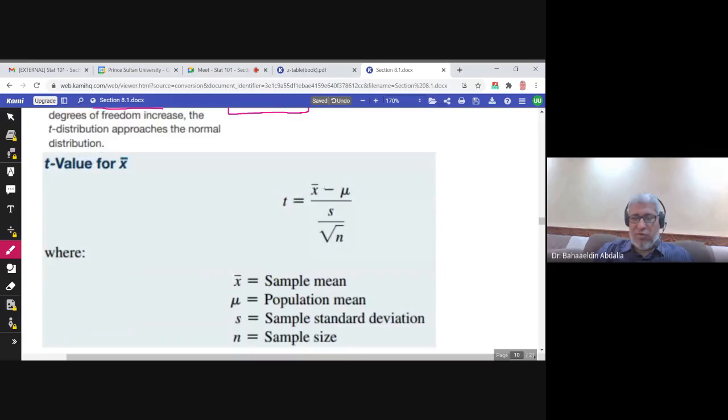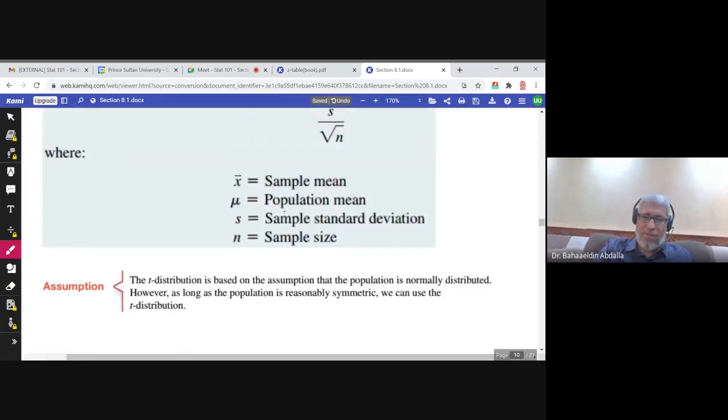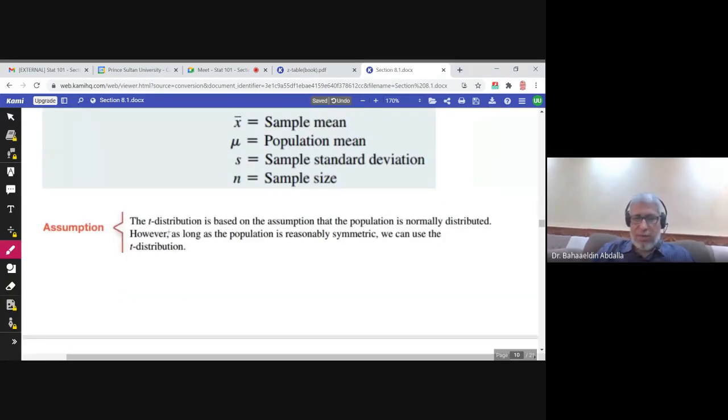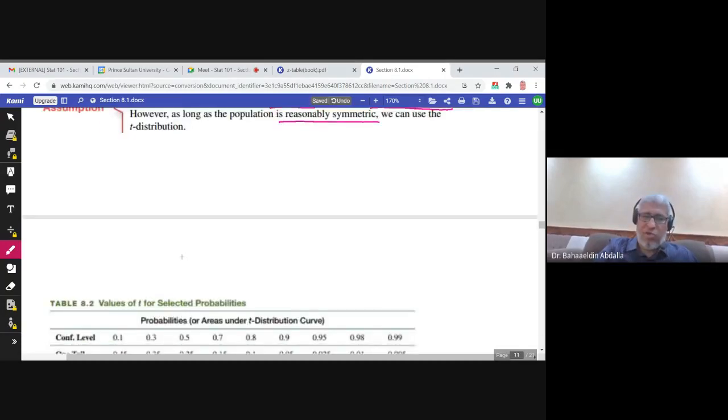If you want to change from x bar to t, you can use this formula now where s is there. So whenever you have s, we use t, which is taken from the t distribution. There is the assumption here to use the t distribution. The population should be normally distributed. So we should have normal populations. If the population is not normal, at least it has to be reasonably symmetric. So if it is reasonably symmetric, we can use the t distribution.